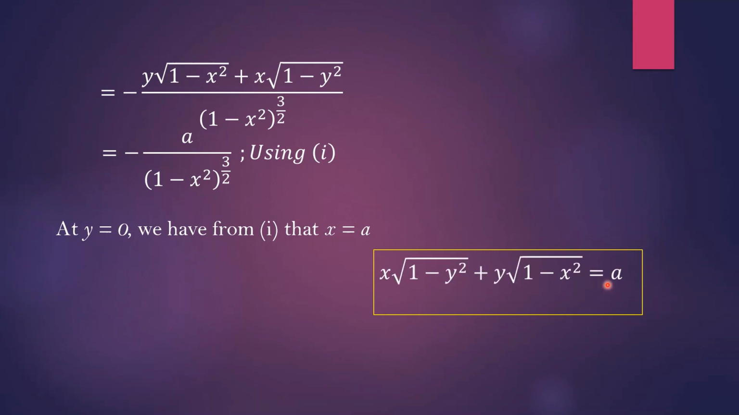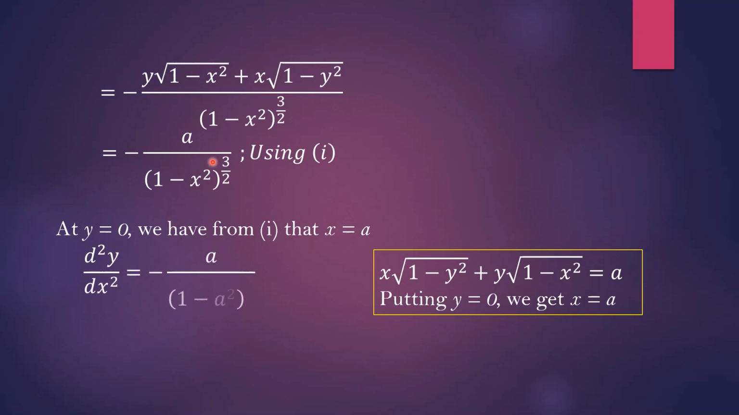You see that this is equation number 1, and if you put y equal to 0, this y0, this y0, then x will be equal to a. Putting y equal to 0, we get x equal to a. So whenever you want to put y equal to 0, alternatively you should put x equal to a. Therefore d2y dx2 in this case will be equal to minus a by 1 minus this is a. y equal to 0 means x equal to a. Therefore x is replaced by a, to the power 3 by 2, and that completes the solution of the problem. Okay.